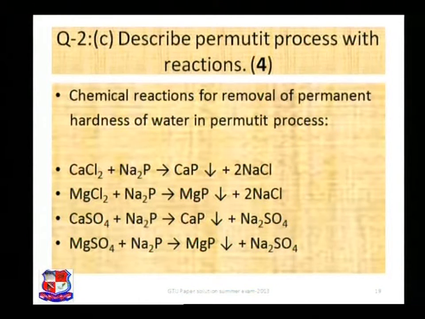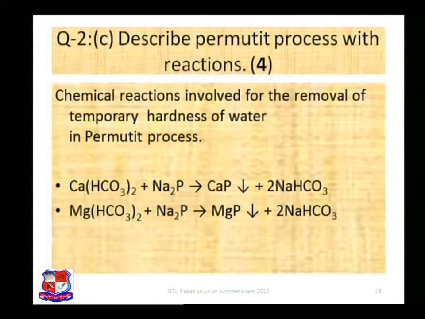You are aware that for permanent hardness, these four salts are responsible. At the same time, for temporary hardness, bicarbonates of calcium and magnesium are responsible, and according to that the chemical reaction will happen.